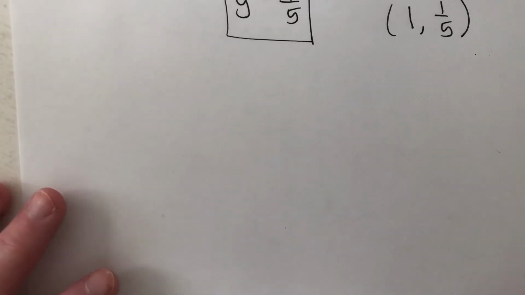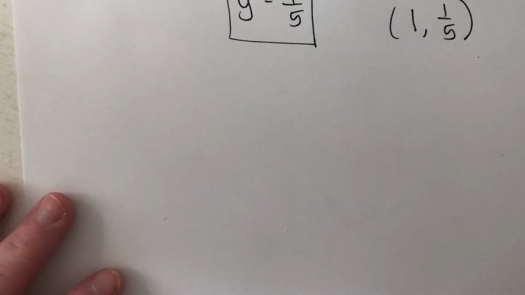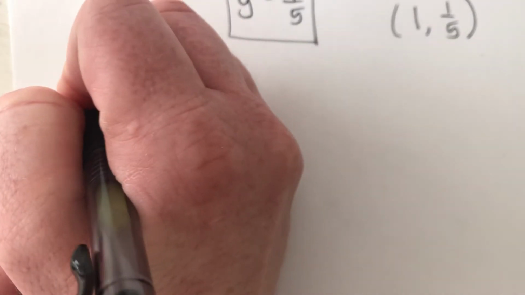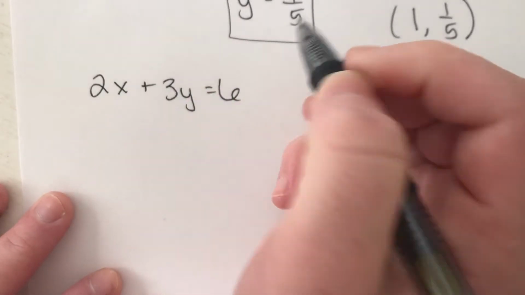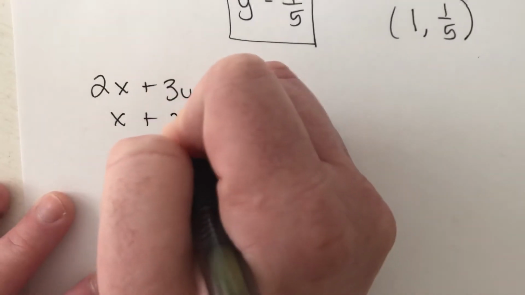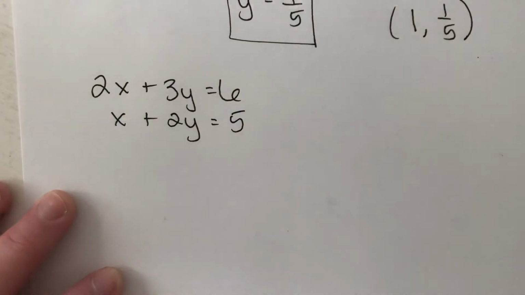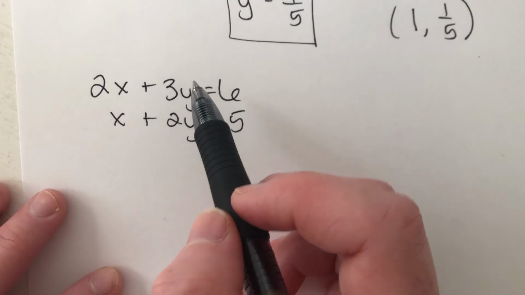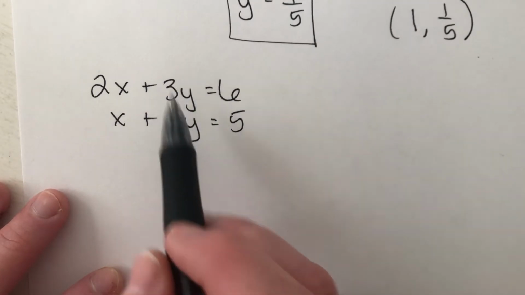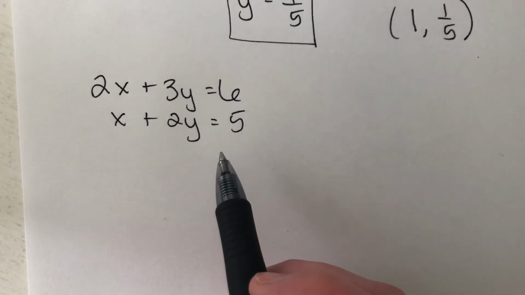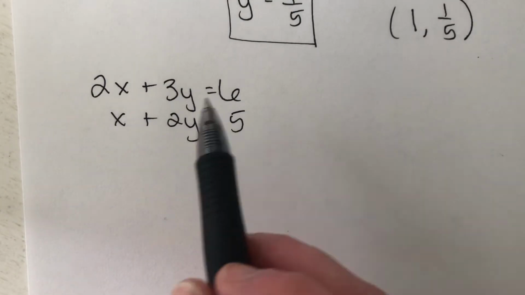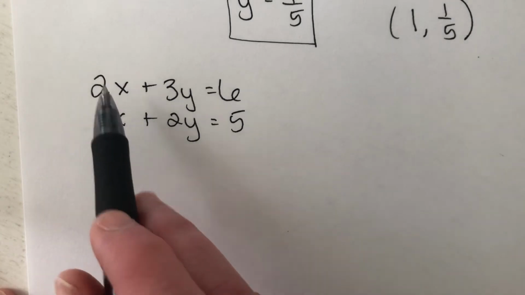Next one, let me try and find one. They all have the exact same numbers. All right, let's use 2x plus 3y equals 6, and x plus 2y equals 5. All right, so obviously the x's don't match, the y's don't match. I have to multiply both of these to get the y's to match. I can multiply this by 2 and this by 3, which you can do, but we don't have to, because I could just multiply the bottom by 2 and the x's would match.